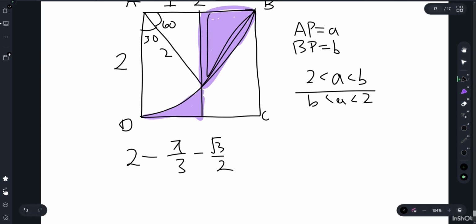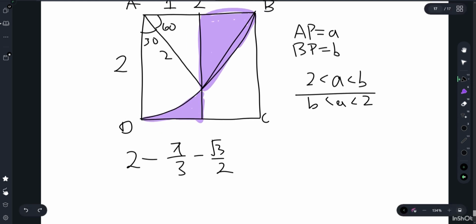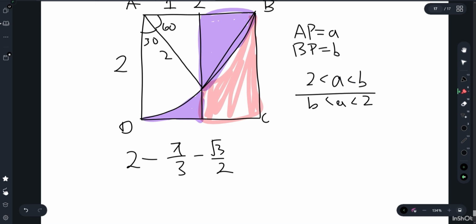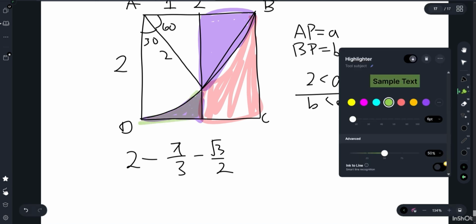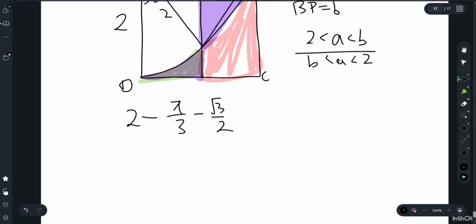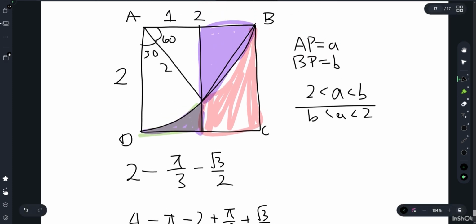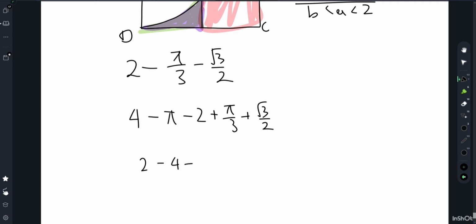And now for this bigger area over here, first of all, the area of this red region is needed, and this red region plus this green region equals 4 - π. So the red region is 4 - π minus this. So this is 4 - π - 2 + π/3 + √3/2. And then we want 2 minus this, so we want 2 - 4 + π + 2 - π/3 - √3/2.